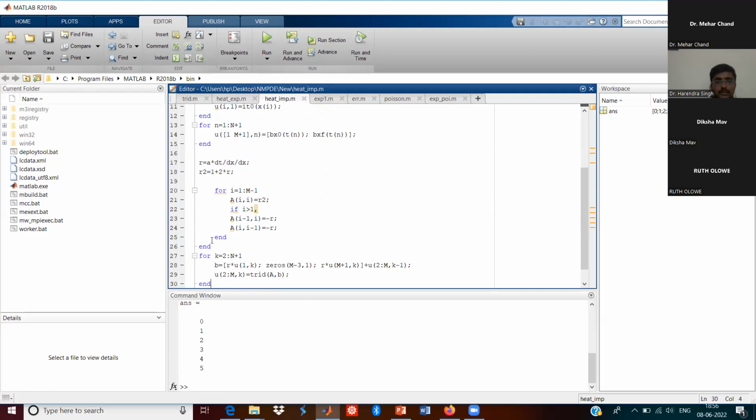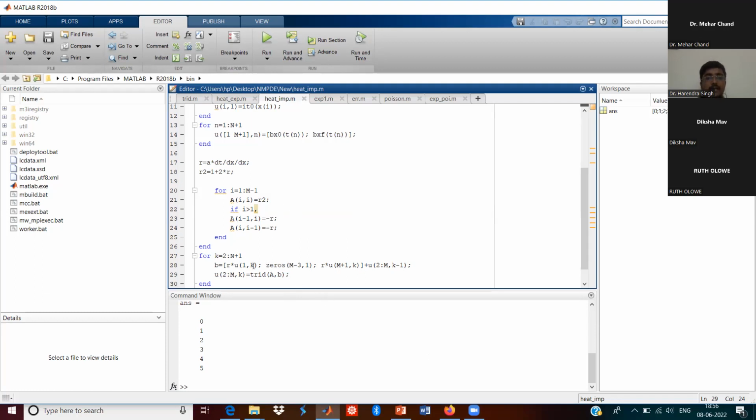This is the main program. Here I have written the coefficient matrix. If you remember the coefficient matrix from the scheme, the coefficients were written in the form of r, r2 and so on. You can see that these are the coefficient matrix, and I have written them using a for loop and in the form of a program. So let me show you, then it will be clear to you.